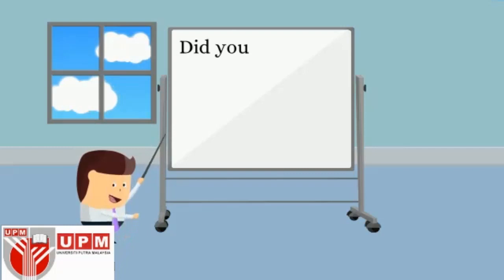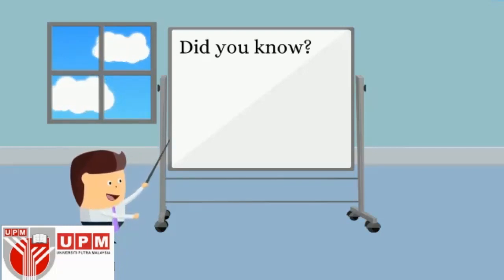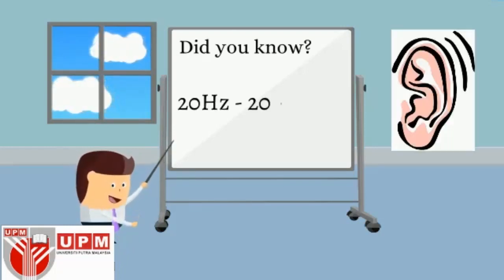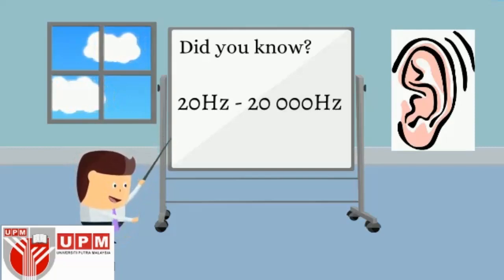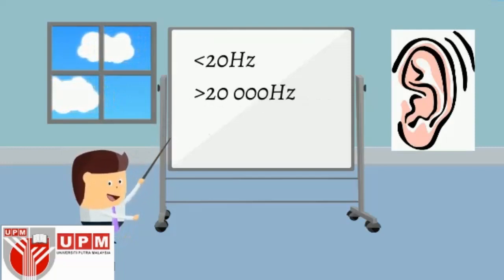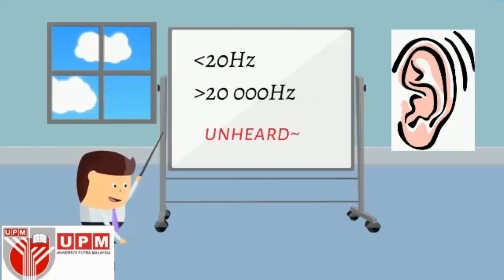Did you know that the human ear has the capability to hear from 20 Hz until 20,000 Hz? Anything above or below is unheard to the human ear. So, did you guys understand the basic knowledge of sound already? Yes? Great! So now, let's proceed to the best part of this video.